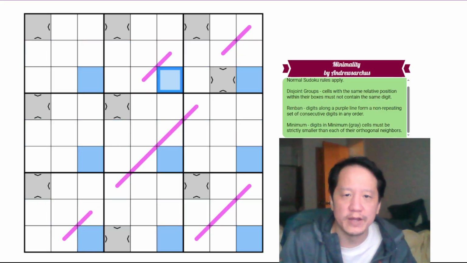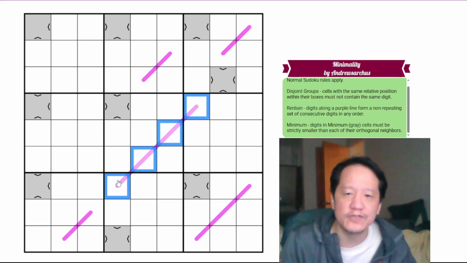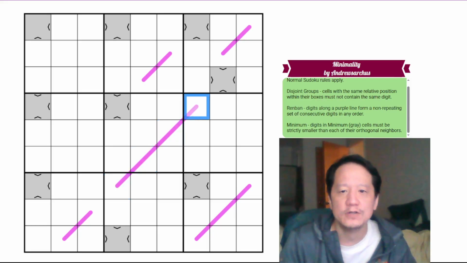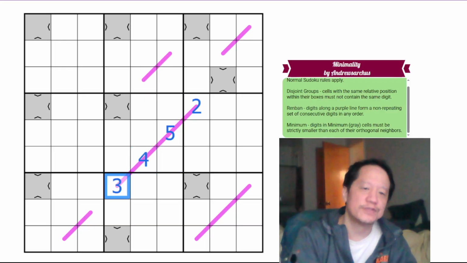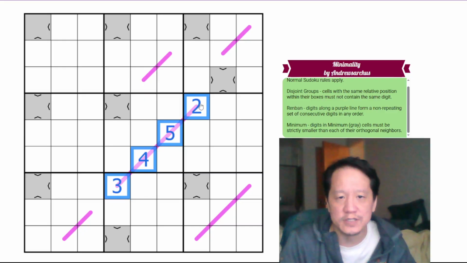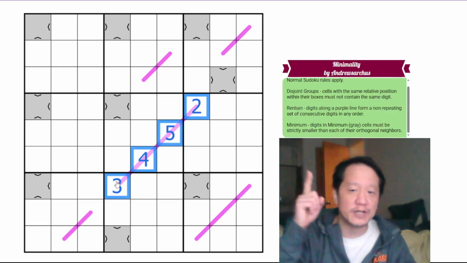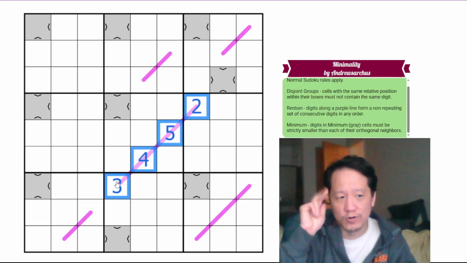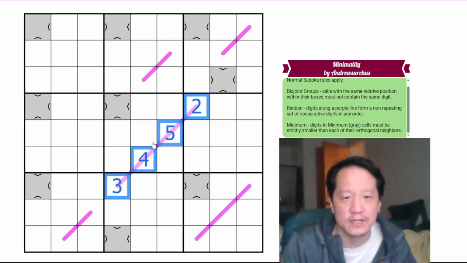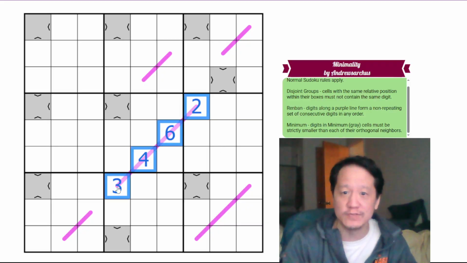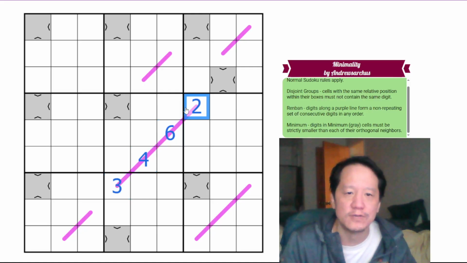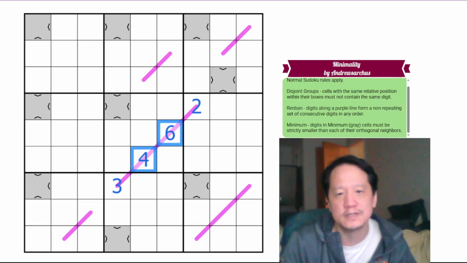We have Renbands, where digits along a purple line form a non-repeating set of consecutive digits in any order. So you could have something like, say, 2, 5, 4, and 3 here, and this would be valid because this forms a non-repeating set of consecutive digits, right? 2, 3, 4, and 5 are consecutive. What you could not have is something like 6 here, because 2, 3, 4, and 6 is not a set of consecutive digits, right? Because there's a gap between 4 and 6. And that's an example of how Renbands work.